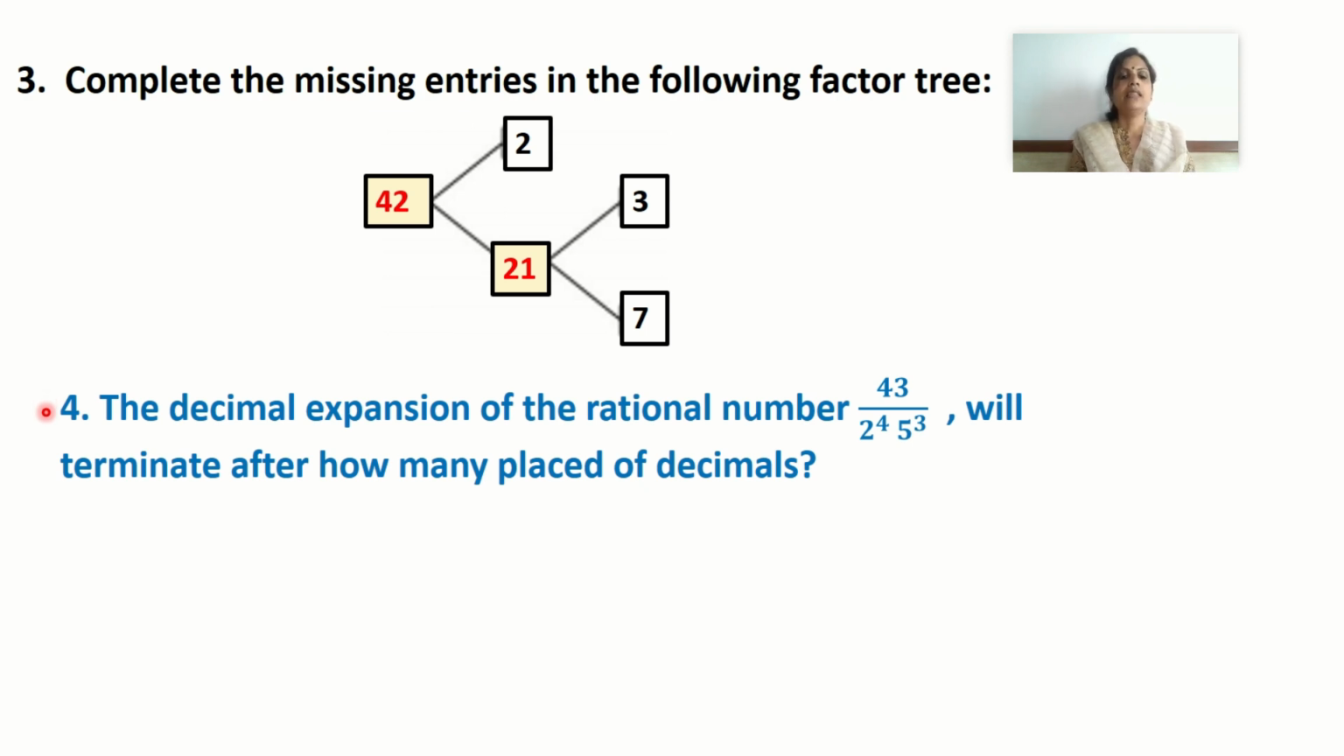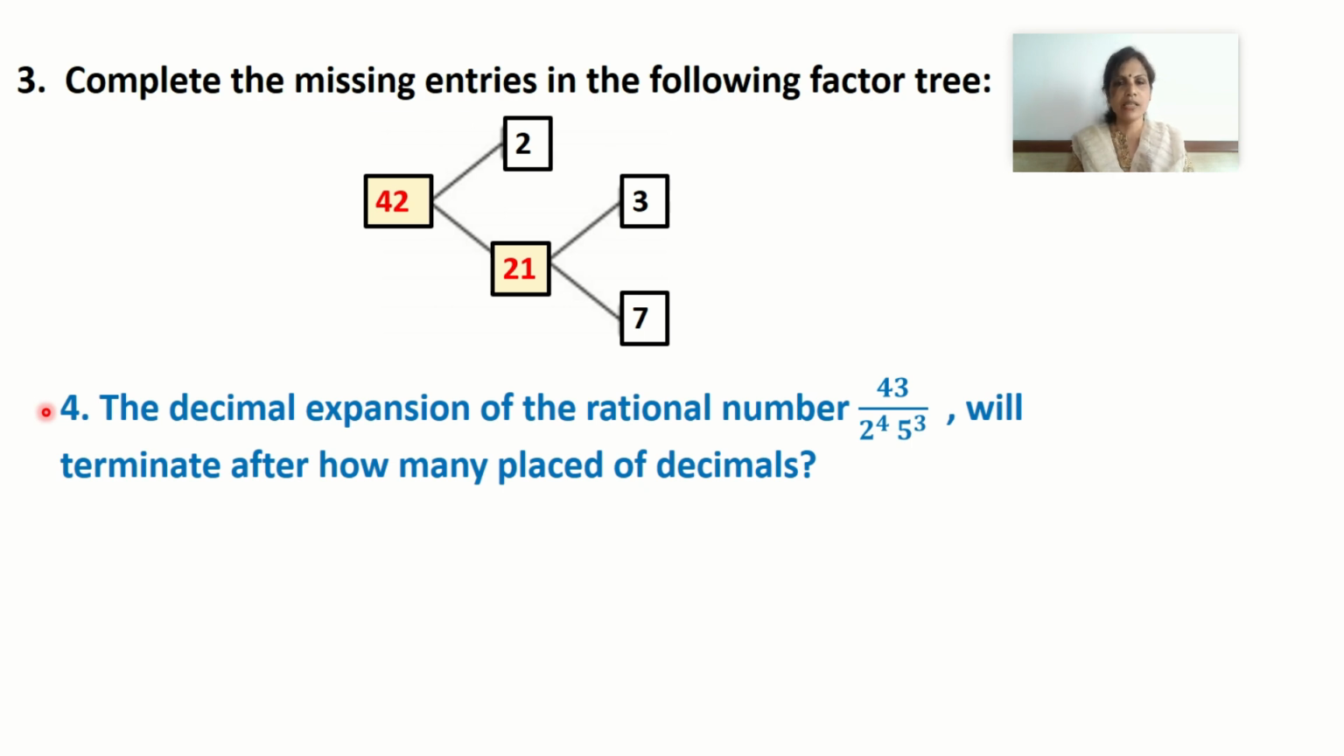Next, the decimal expansion of the rational number 43 upon 2 raised to 4 into 5 raised to 3 will terminate after how many places of decimals? The other way they have asked. We have been given that it has a terminating decimal expansion, but after how many decimal points it will terminate, that you have to find out. So how will the method go?